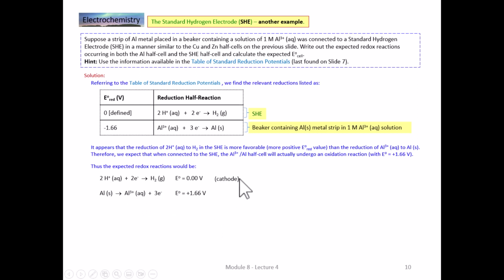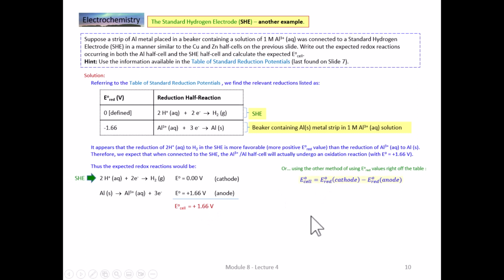So our standard hydrogen electrode is the cathode. The anode would be the beaker with the aluminum metal and the aluminum ion. And the overall E cell would be 1.66 volts. This is getting the overall E cell by what could be called the old method.